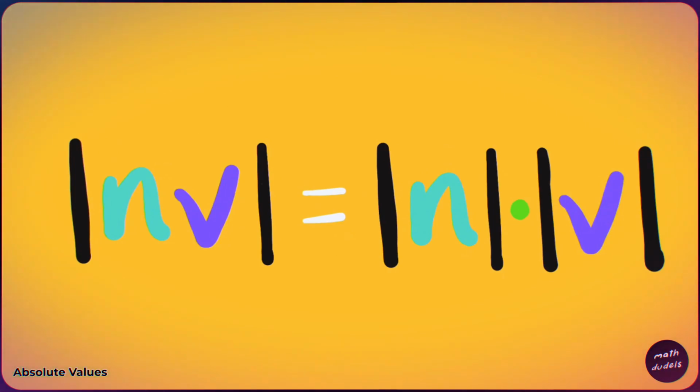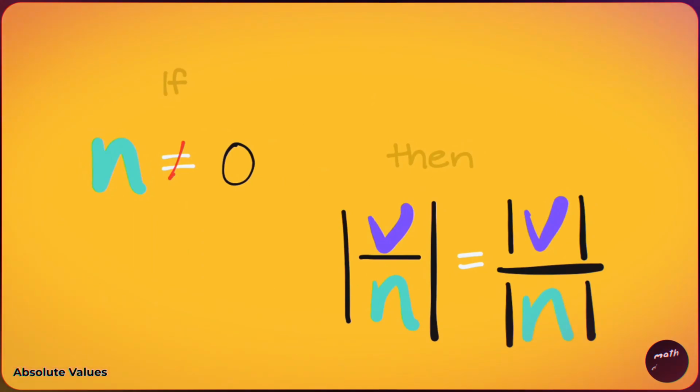Multiplication inside or across absolute value lines produces equal answers. The absolute value of the product of n times v equals the absolute value of n times the absolute value of v. If n does not equal 0, then we can also say that the absolute value of v over n is equal to the absolute value of v divided by the absolute value of n.